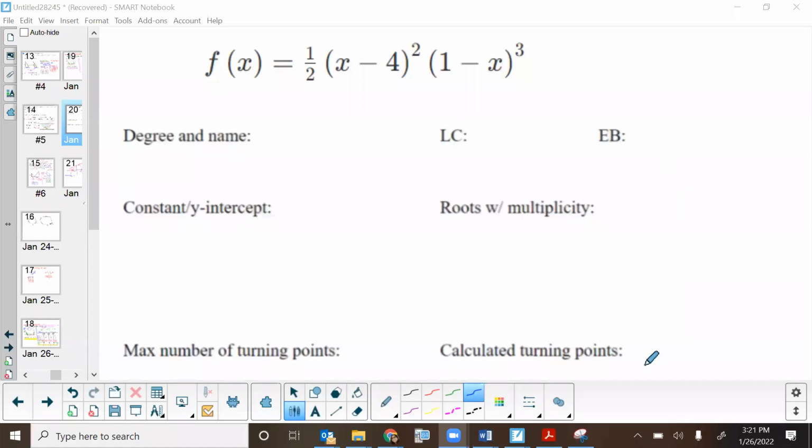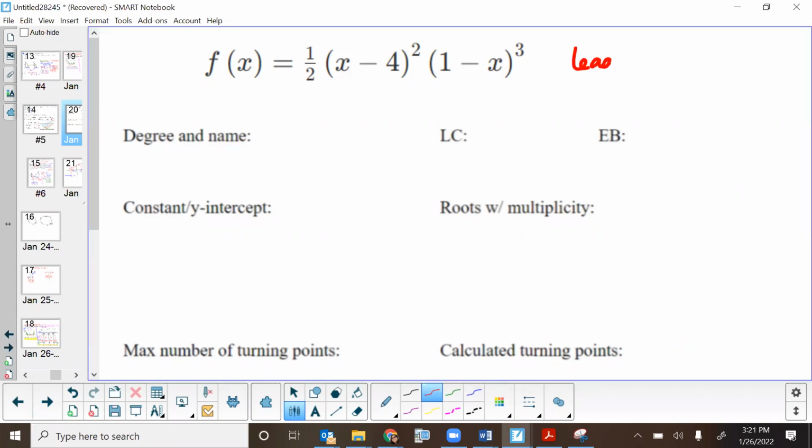So here's a problem from the skills check number 1, and this should cover targets A and target B. So first of all, the degree and name of the function. For degree, I'm going to find the leading term. And I will do that by taking any coefficient and any x with an exponent and the number in front. So I've got 1/2 x squared and negative x to the third.